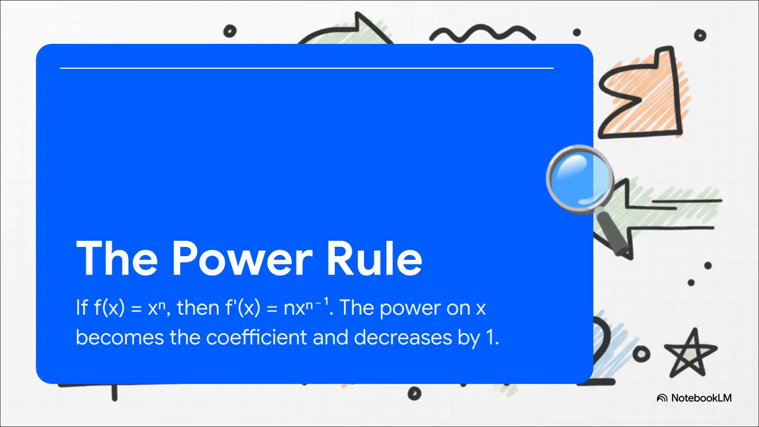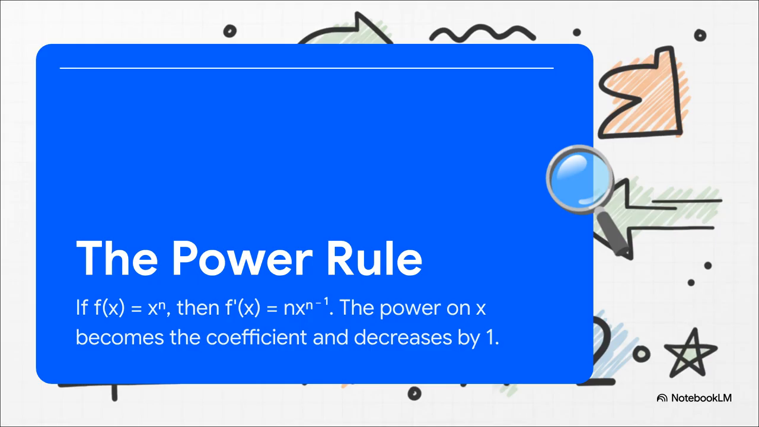And now for the power rule. This is a true game changer in calculus. It's a super simple two-step process that will save you so much time. All you do is bring the exponent down in front as a coefficient, and then you just subtract 1 from the original exponent. That's it.